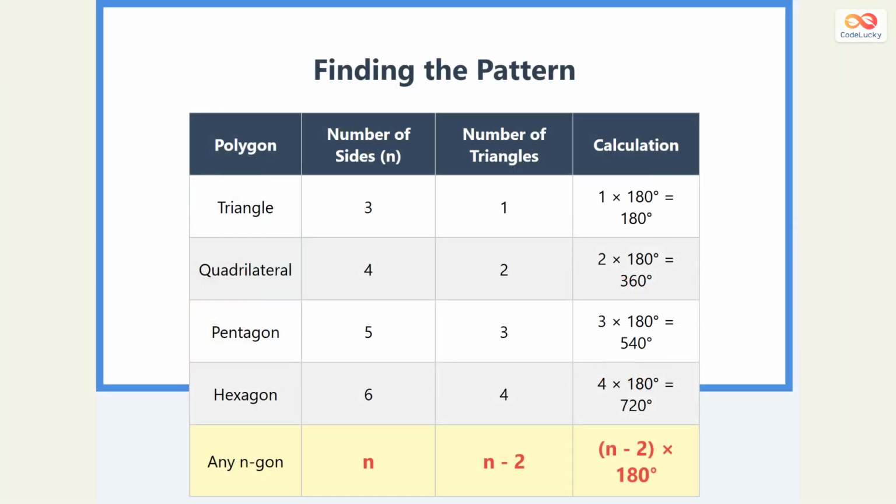Now we can see a clear pattern emerging. A triangle has 3 sides and 1 triangle inside. A quadrilateral has 4 sides and 2 triangles. A pentagon has 5 sides and 3 triangles. Notice that the number of triangles is always 2 less than the number of sides. So for any shape with n sides, there are n-2 triangles.